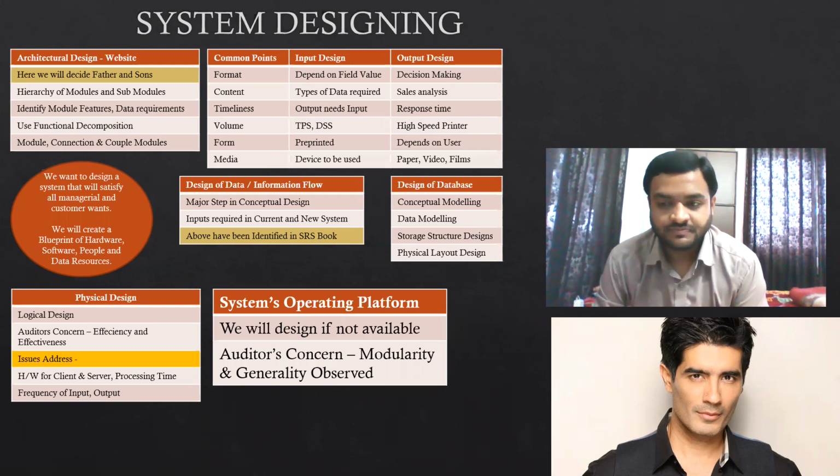What is modularity? We have seen yesterday the architectural design, modules and submodules. If the entire process is divided into modules and submodules, and it is understandable and it is divided in such a way that the work can be done efficiently, then we will say that the modularity has been observed. Once again, if the process has been divided into modules and submodules, which enables the organization to complete the work efficiently and effectively, it means that the modularity has been observed.